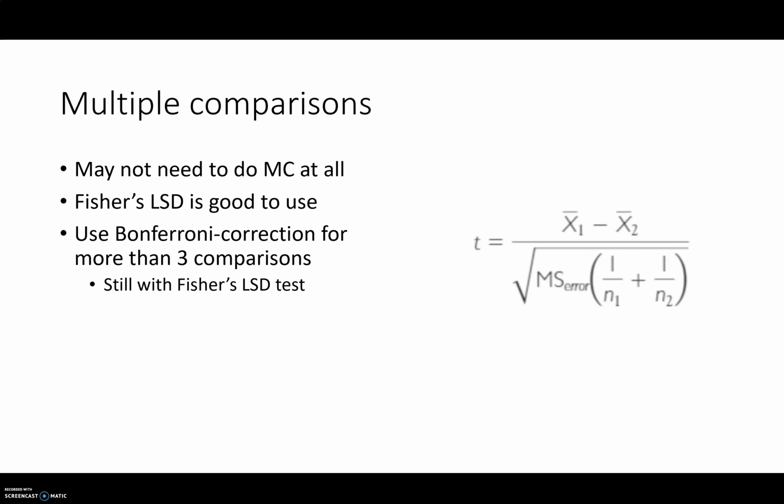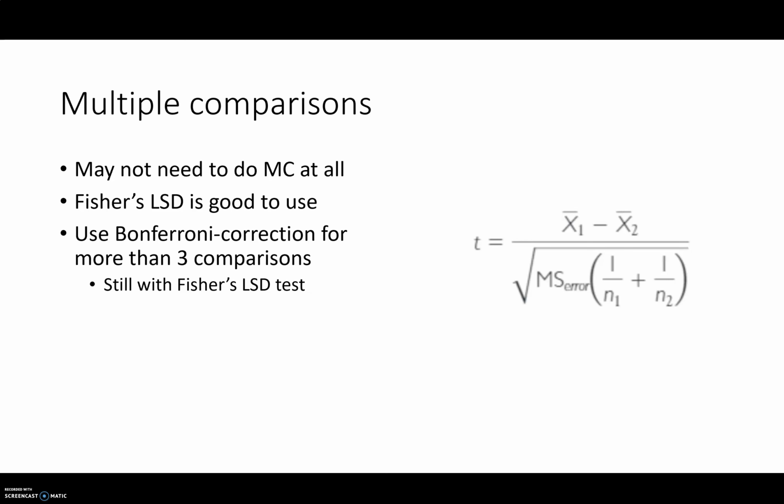Now, there may be situations in which you don't need to do multiple comparisons at all. That's really all you want to know, just that there is an effect of whatever independent variable you're investigating, like an effect of time, if you're taking multiple measurements over time on individual subjects, for example. But sometimes you want to tease that apart and see where the means actually differ. So Fisher's LSD protected t-test is a good one to use.